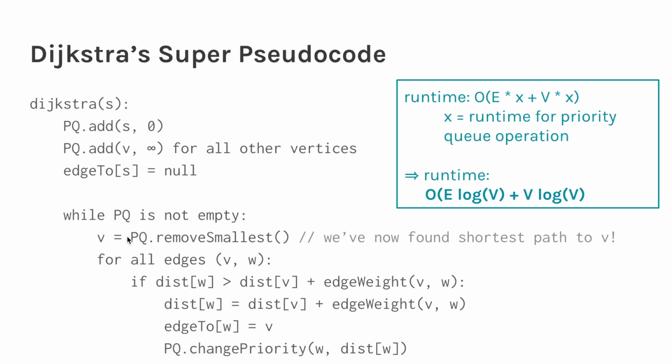And then for every vertex we process, you remove the smallest. So that's going to be a priority queue operation. And for every edge, you potentially change its priority. So that's another priority queue operation. So this is going to be upper bounded by E times X plus V times X, where X is the runtime for a priority queue operation. And if you recall, using a heap implementation of a priority queue, we can get those operations down to log of the number of elements in the priority queue, and there are V elements in our priority queue, so that'd be log V. So the total runtime is E log V plus V log V.